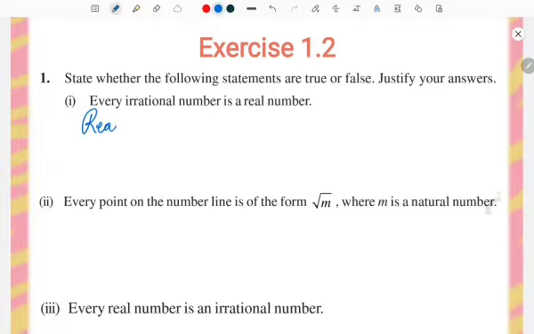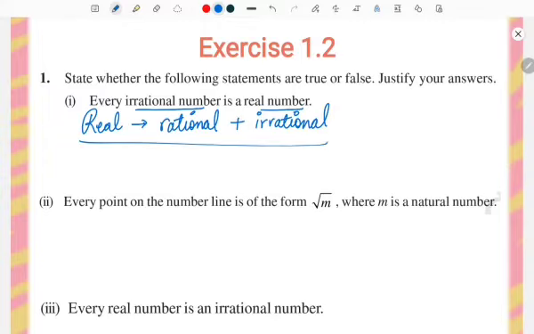Every irrational number is a real number. What are real numbers? Real numbers are numbers that are a combination of rational and irrational numbers. When we combine rational and irrational numbers, which numbers are formed? Real numbers, right? So is every irrational number a real number? क्या सारे irrational numbers real numbers होते हैं?